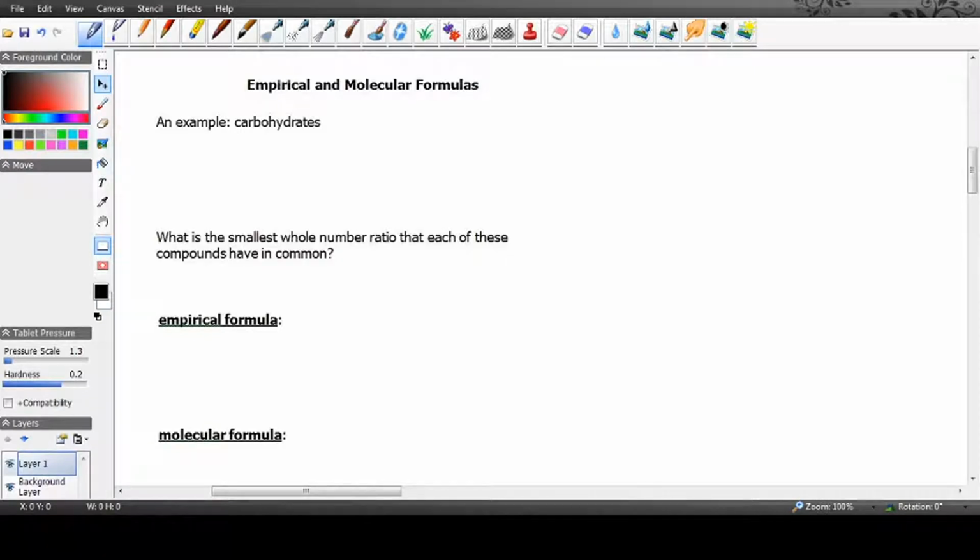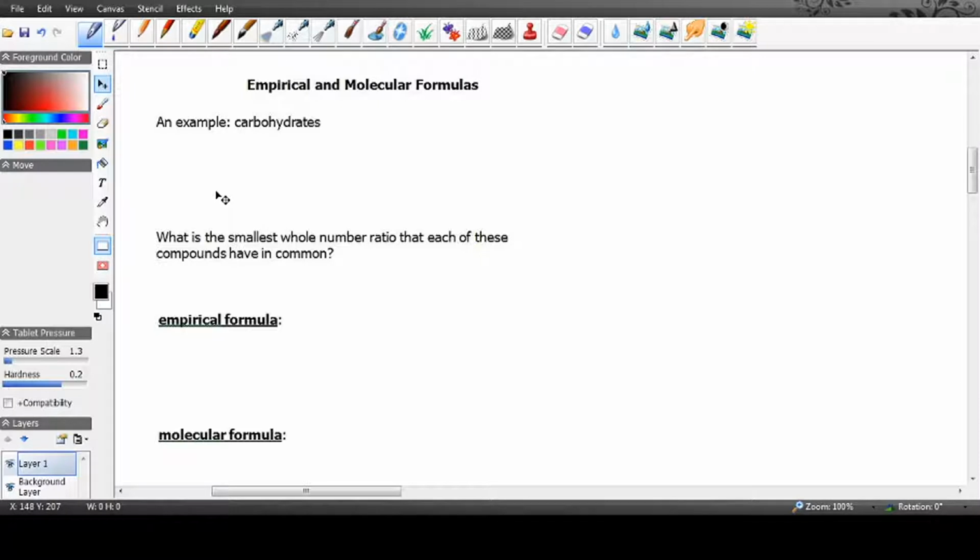Hey everybody, today's lesson is on empirical and molecular formulas. The reason why we're talking about these in this unit is because in order to work with empirical and molecular formulas, we're going to need to do some mole conversions. And the easiest way I think to talk about these is with an example.